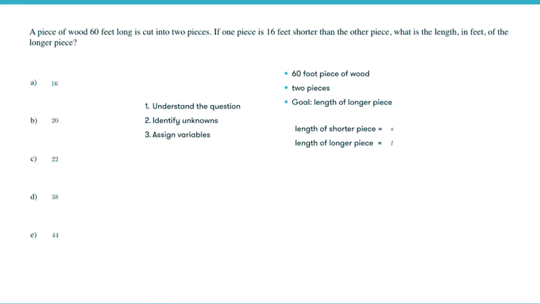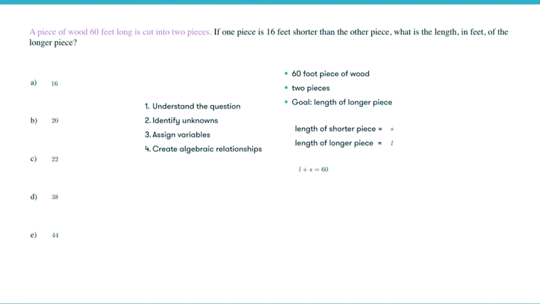Now, after we've assigned variables, our next step is to create algebraic relationships. Creating algebraic relationships means constructing actual mathematical equations from the information in the question. So where will we get this information? Well, we're told that the piece of wood is 60 feet long. If it's 60 feet long and it's cut into two pieces, then we know that the sum of the lengths of the pieces equals 60. So we can create the equation L plus S equals 60.